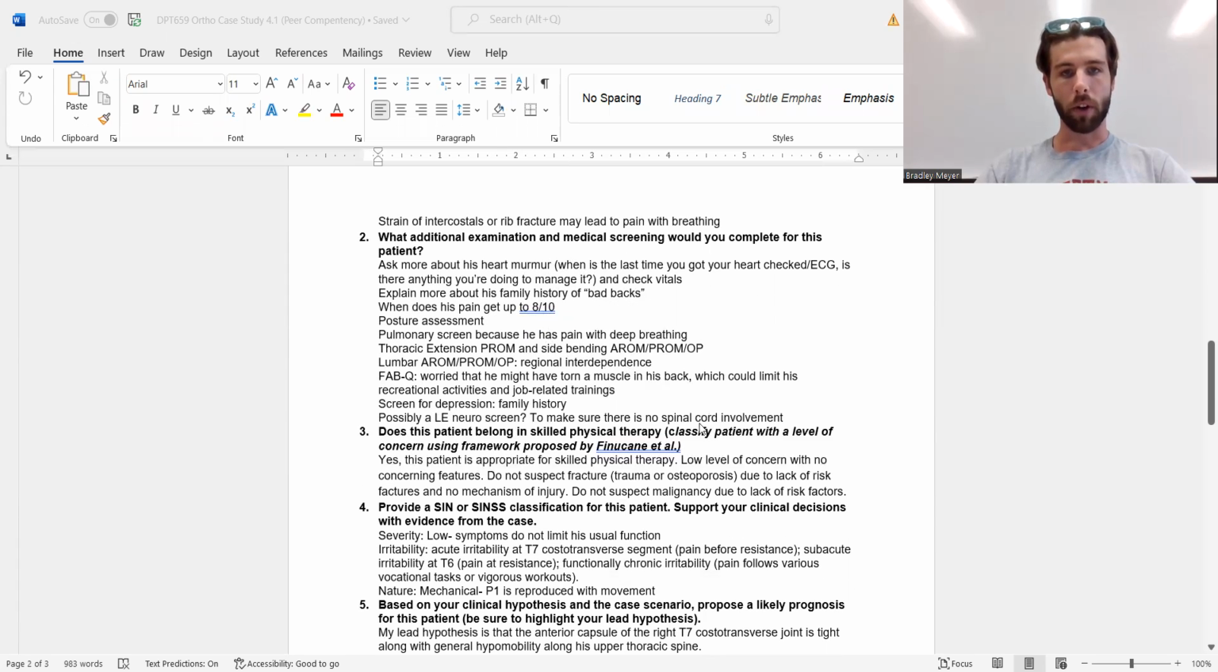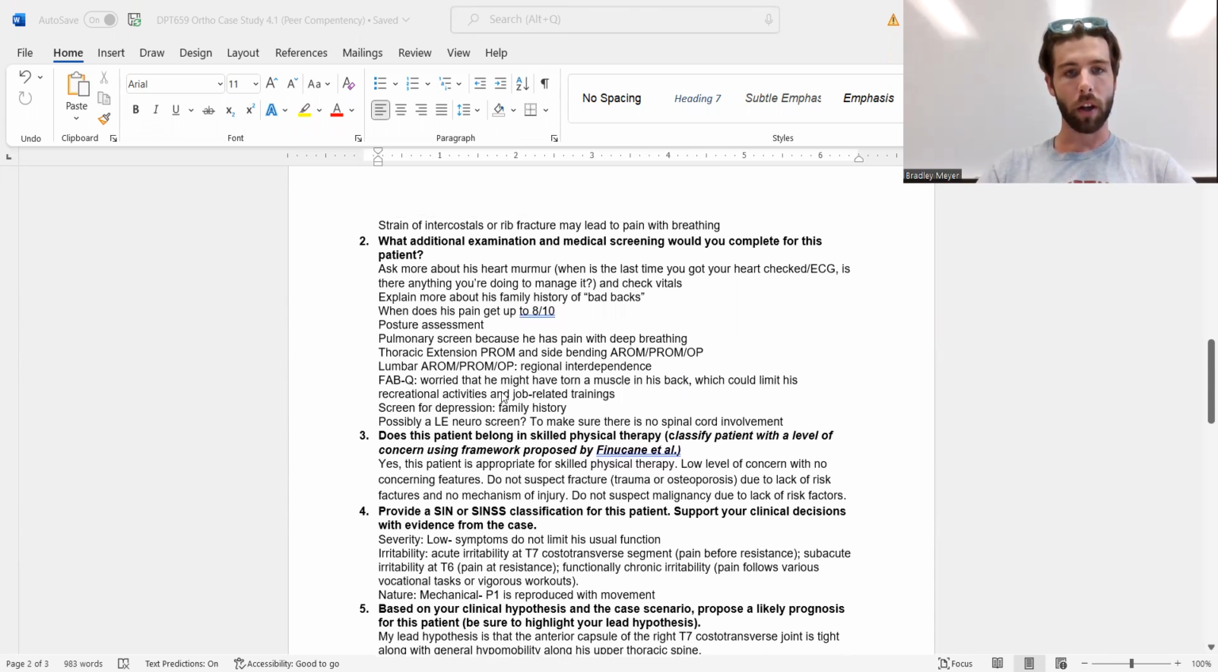So then other tests that I might want to do are get some more subjective information from him. So ask him more about his heart murmur, if he's been to his doctor recently, got an ECG recently, and if there's anything he's doing to manage it, along with that, checking vitals as part of best practice, so heart rate, blood pressure. I would also want this patient to explain more what he means by a family history of bad backs, so if he knows details about what he means by bad. And then I would also want to ask him when his pain gets up to an 8 out of 10, what he's doing or if it's a certain time of day.